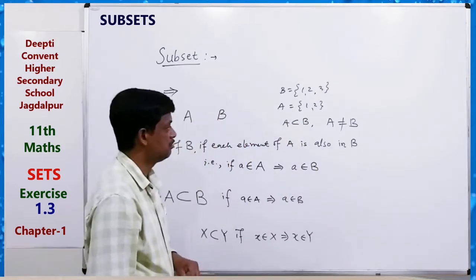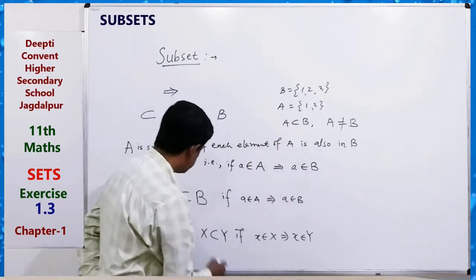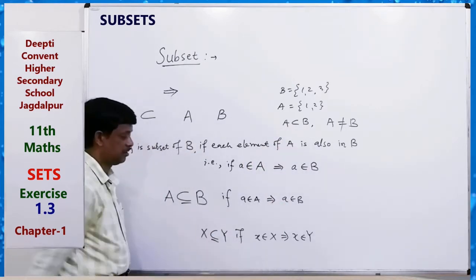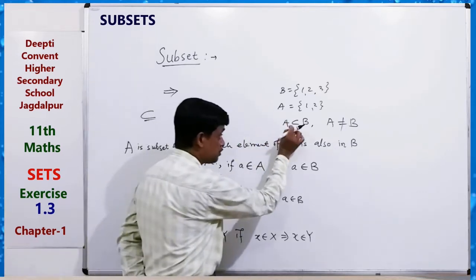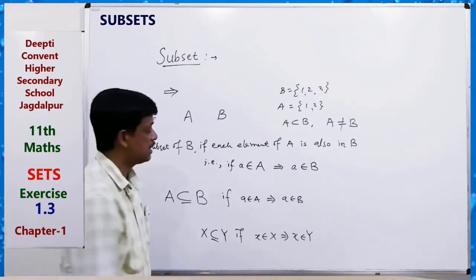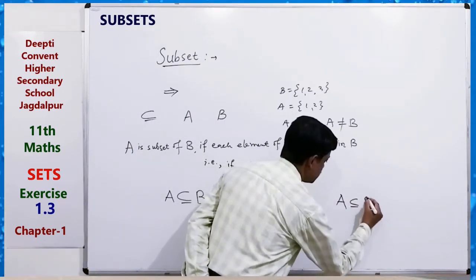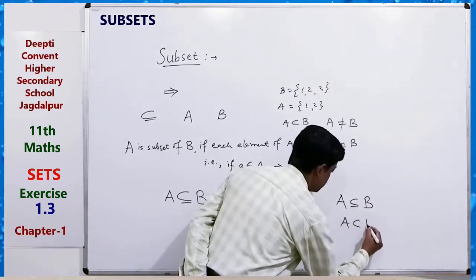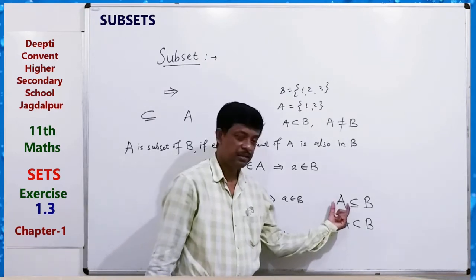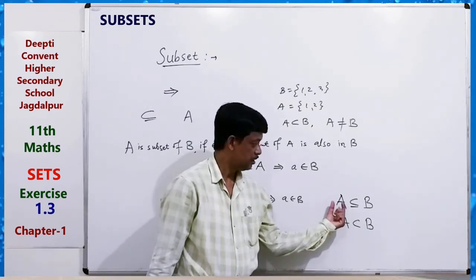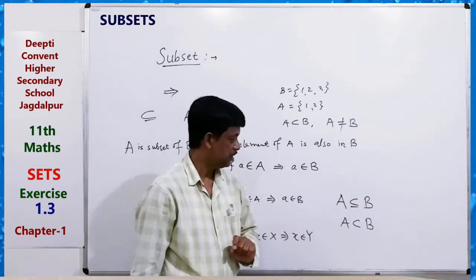Generally for proper subset we are using this symbol, and for subset using this symbol. Okay, for subset this, for proper subset this. Proper subset means this. This means A subset B. This is A subset B. This is A proper subset B. That means each element of A also belongs to B.